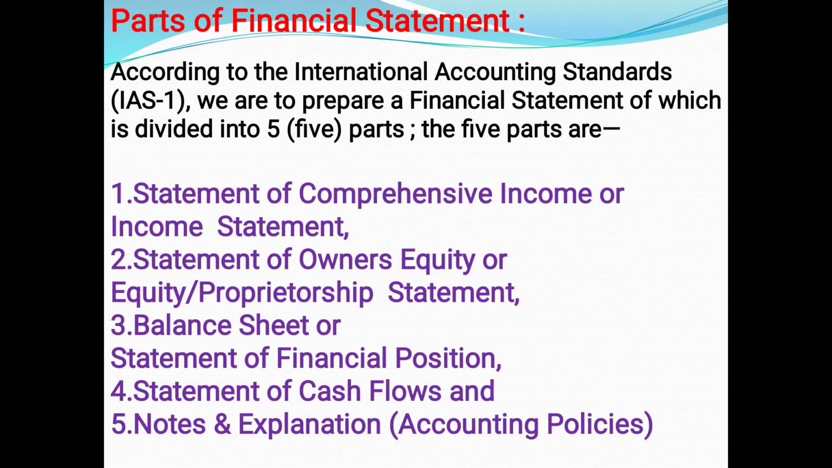Dear learners, you are watching in the slide how many parts of financial statement. 5 parts in a financial statement according to IAS 1. Number 1, income statement. Second one, equity statement. Third one, financial position statement. Fourth one, cash flow statement. Fifth one, notes and explanation.